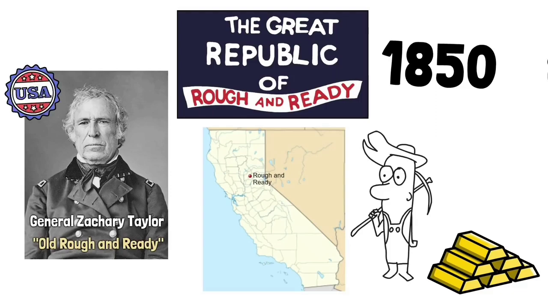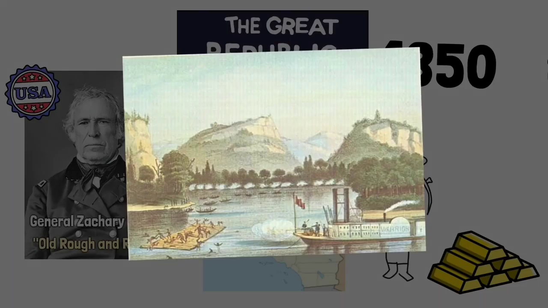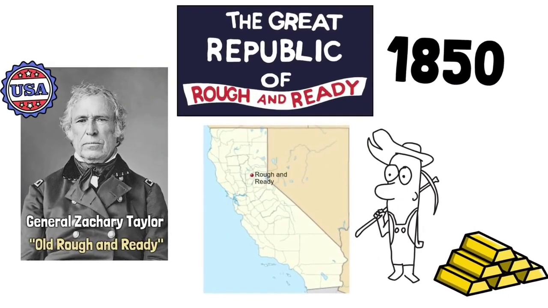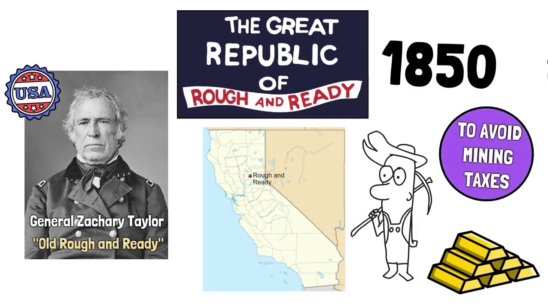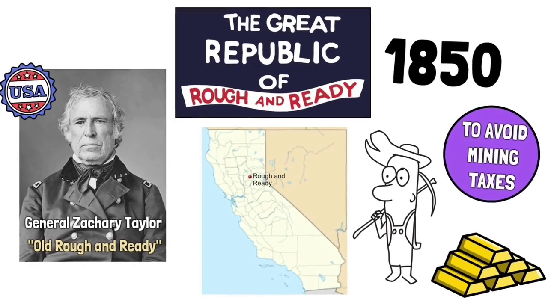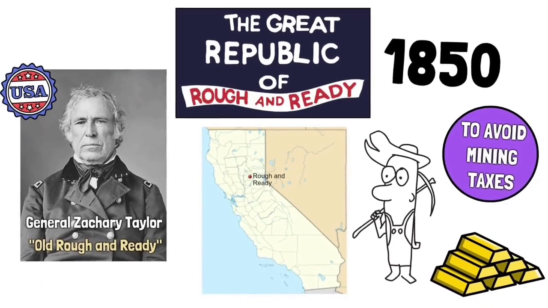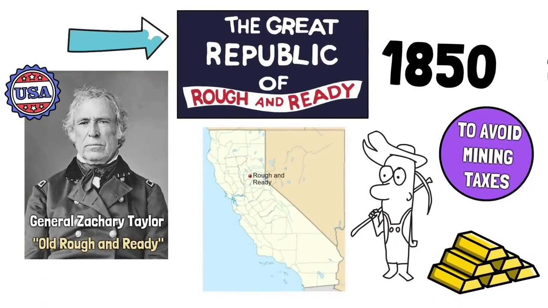The leader of the company had served under Taylor in a war in 1832 and therefore named it after him. The town declared its secession from the Union as the Great Republic of Rough and Ready on the 7th of April of 1850, largely to avoid mining taxes, but it voted to rejoin the Union less than 3 months later. Their flag wasn't too original, just a dark blue field with its name written on it.